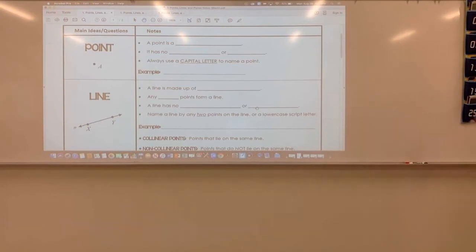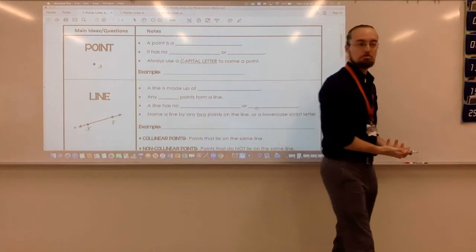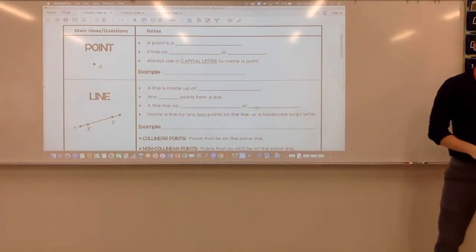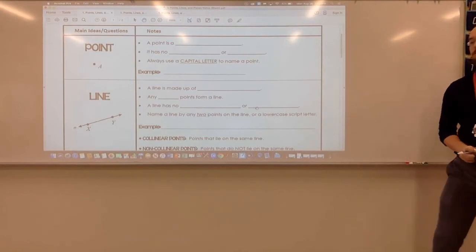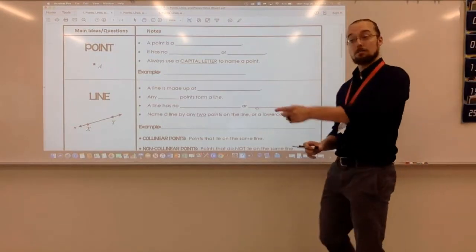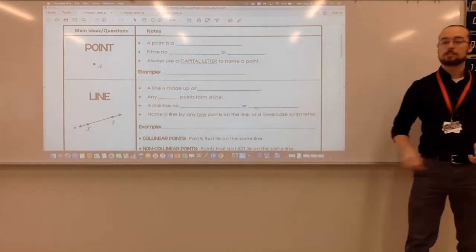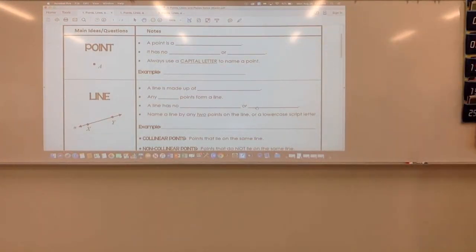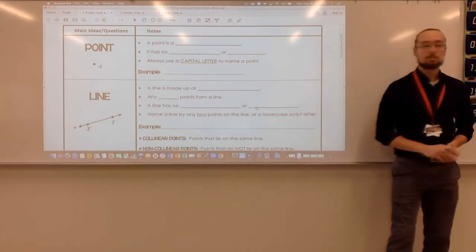So a point, how would you define a point? I mean, there's not just one correct answer for this. How would you define a point, Kate? Is where two lines. Sure, yeah, that's a good definition. And we'll actually put that down at the bottom where it talks about intersecting lines. So where 2 lines meet.